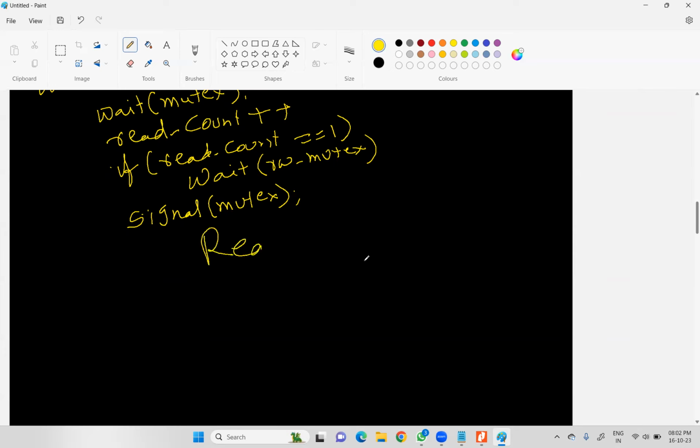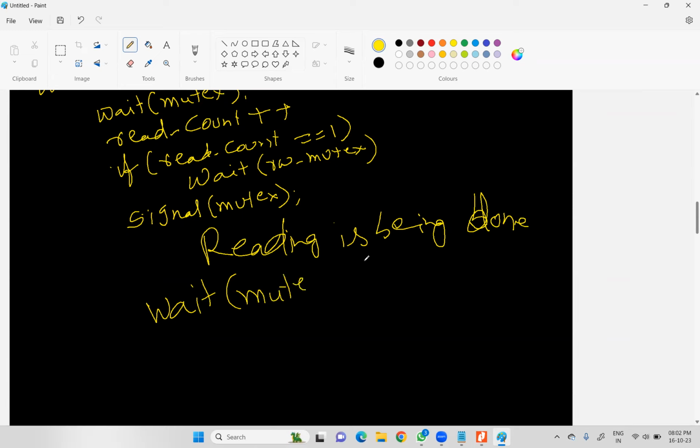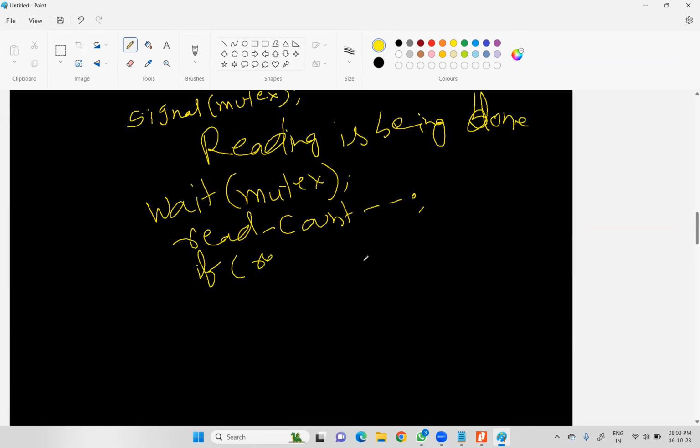Read operation is being done, reading is being done, done, okay. Then when we are trying to take wait for one more time, it will be wait for mutex one more time. At this particular point of time, what exactly the process will do here in the sense, read_count will be decreased. Previously increased, right now it is decreased. If read count will be equal to 0, then you will go for signal.